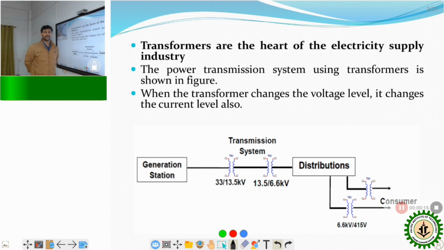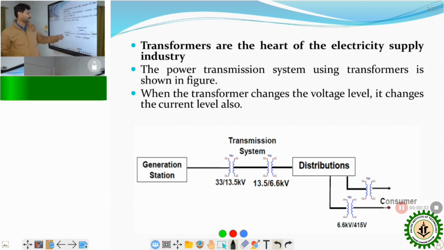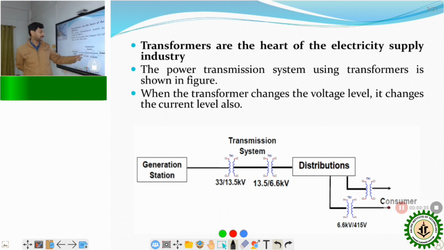First of all, we need to know why we are going to go through single phase transformer. Transformers are the heart of electricity supply industry. The power transmission system using transformer is shown in the figure. You can see here that from a generating station, with the help of transformer, we have stepped up the voltage from 33 to 13.5 kV, and thereafter another transformer from 13.5 to 6.6 kV. That is, we are transmitting voltage at a very high level to the distribution station. From distribution station, we are supplying the power to the consumer as well as to the industry.